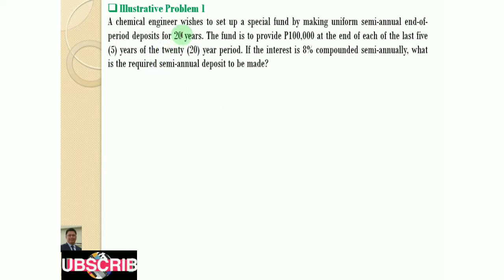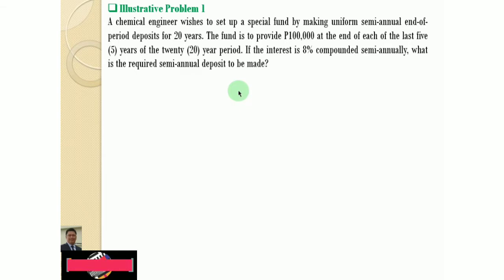A chemical engineer wishes to set up a special fund by making uniform, semi-annual, end of period deposits for 20 years. And the fund is to provide 100,000 pesos at the end of each of the last 5 years of the 20-year period. If the interest is 8% compounded semi-annually, what is the required semi-annual deposit to be made?